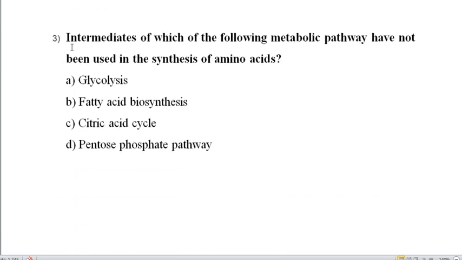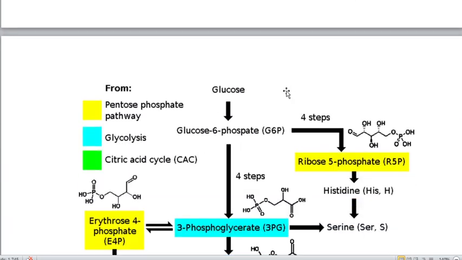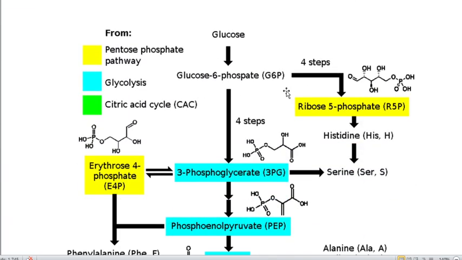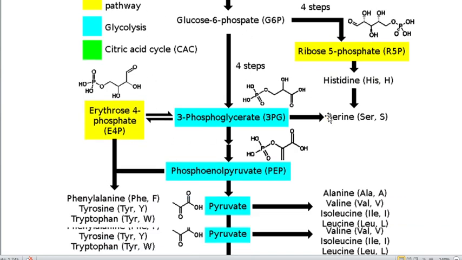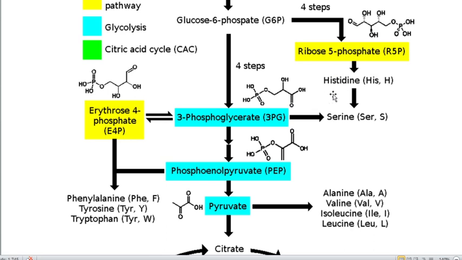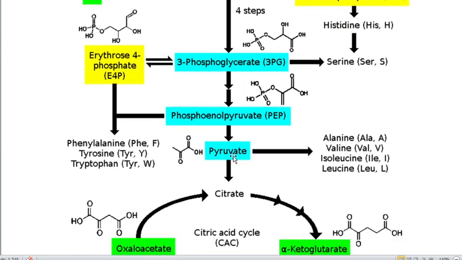Okay. Next thing, intermediates of which of the following metabolic pathways have not been used in the synthesis of amino acids. For this you should know the biosynthesis of amino acid pathway. Here you can see ribose 5-phosphate and erythrose 4-phosphate are coming from the pentose pathway, and ribose 5-phosphate will give rise to the amino acid histidine. And phenylalanine, tyrosine, tryptophan will be produced from erythrose 4-phosphate. And from the glycolysis pathway, 3-phosphoglycerate, phosphoenol pyruvate and pyruvate will come, and from 3-phosphoglycerate your serine will be produced, and from your pyruvate alanine, valine, isoleucine, leucine will be produced.